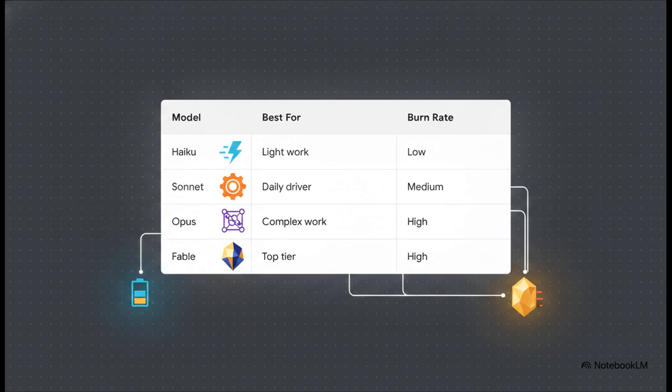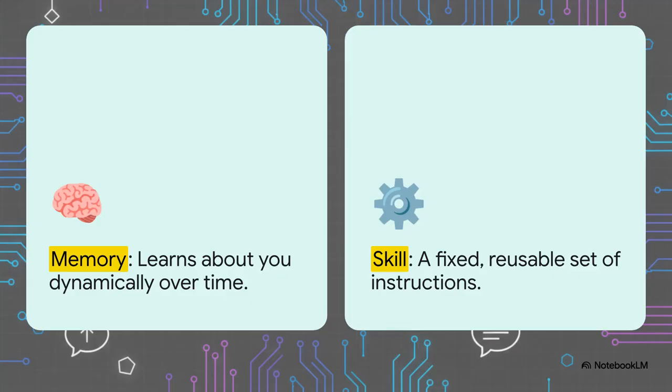The takeaway here? You wouldn't put your most senior executive on generic emails, right? So hand the small stuff to Haiku and Sonnet and save Opus and Fable for the heavy lifting. Now let's quickly clear up some confusion between 2 concepts: memory and skills. Memory, which we just set up, is passive. It's just Claude dynamically learning about you in the background over time. A skill, on the other hand, is active and rigid. It's a fixed, reusable set of instructions that you build exactly once to do one specific, highly repeatable job.